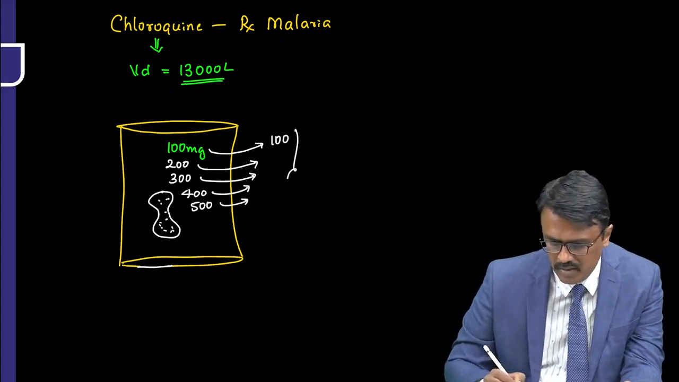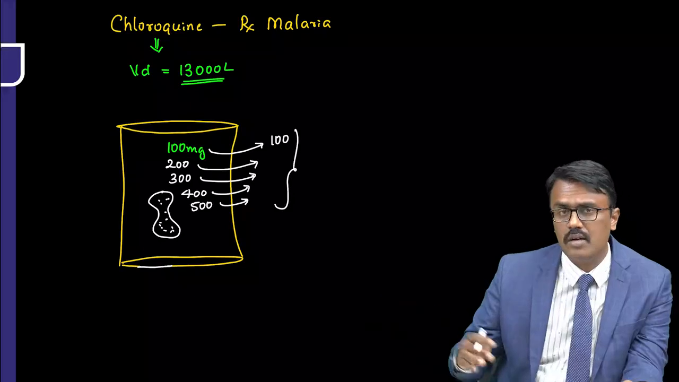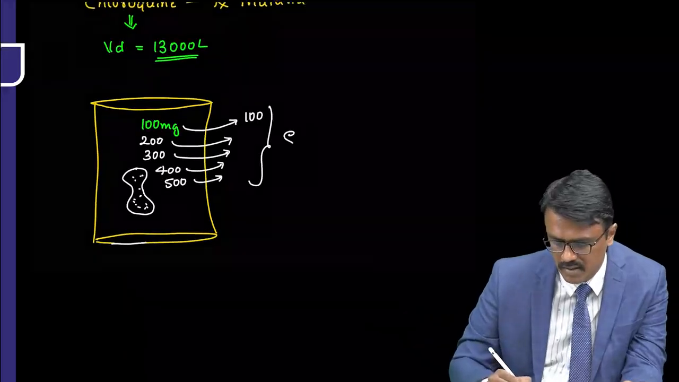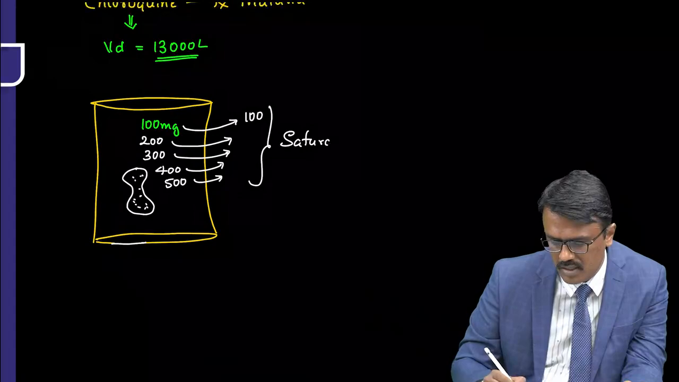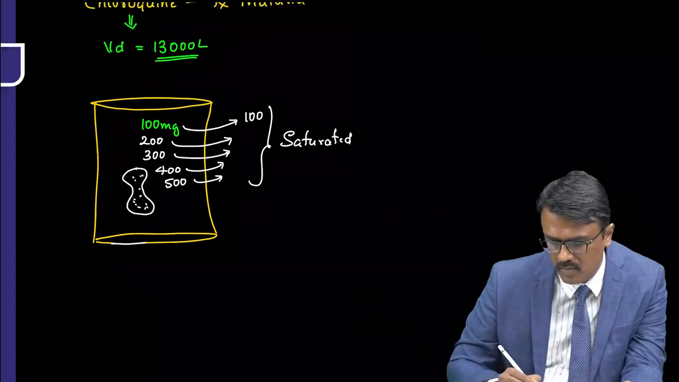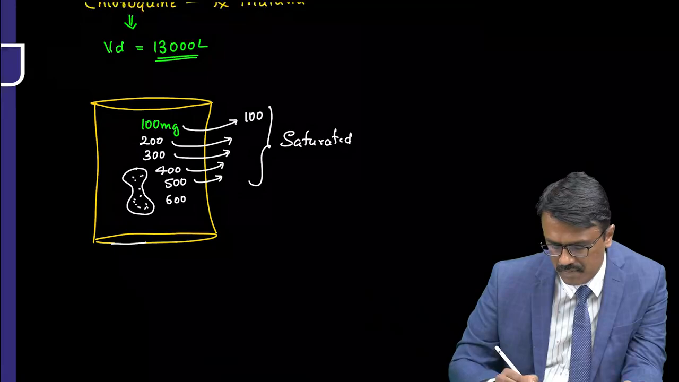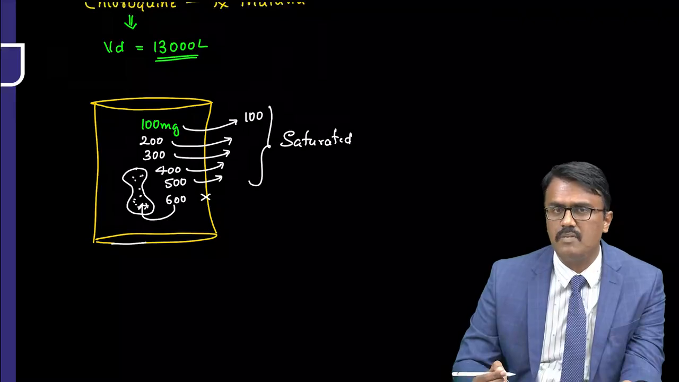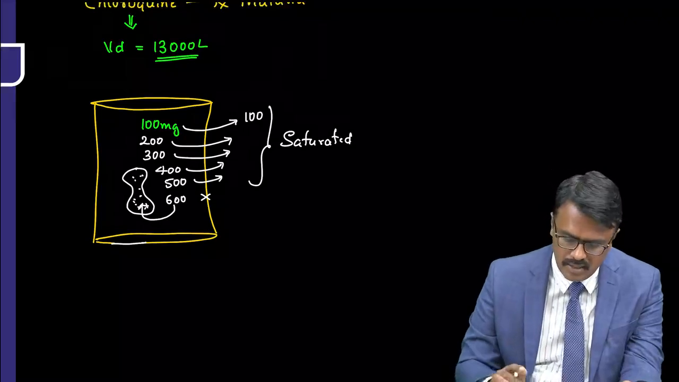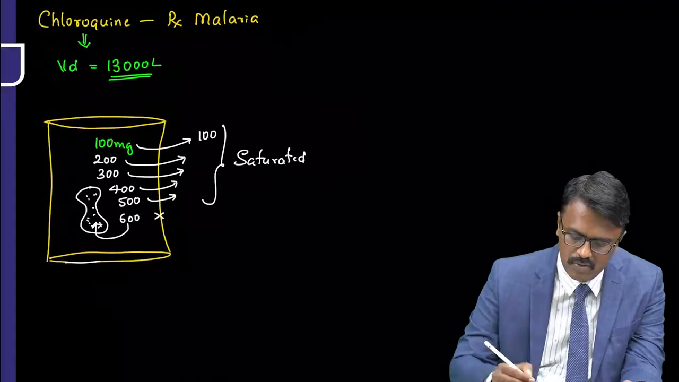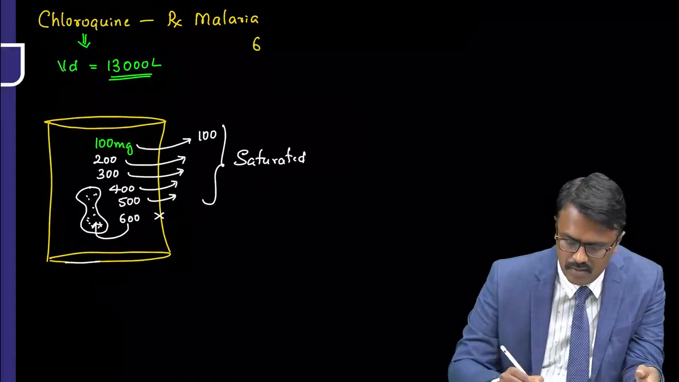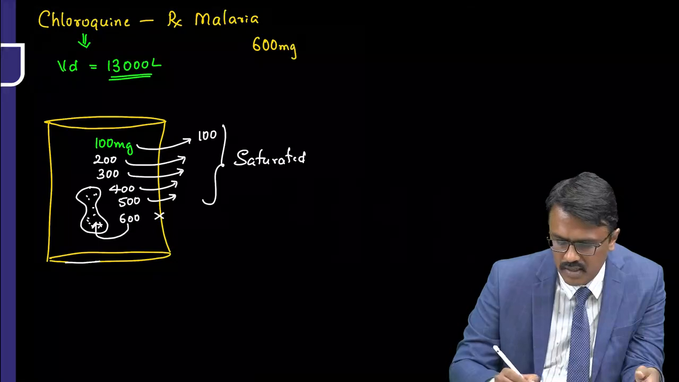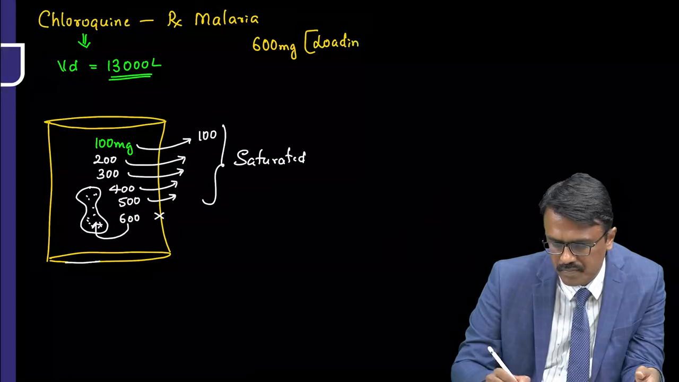So at one point, even the tissues outside will get saturated. Once they get saturated, they don't allow more entry. If I give 600 milligram, then it will stay and kill the protozoa, that is, the malaria parasite. That's the reason when we use chloroquine, on the initial day we give a dose of 600 milligram, and that dose is called the loading dose.